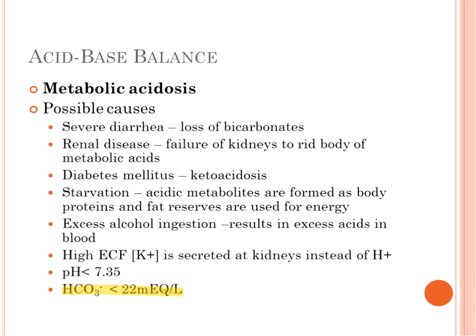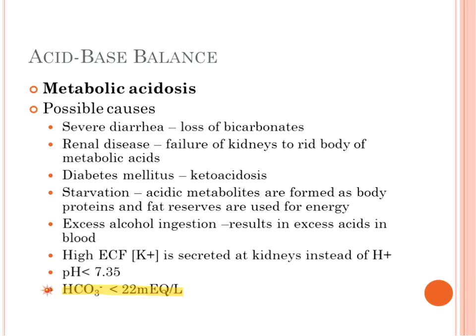Metabolic causes of acidosis, getting rid of your bicarbonates, severe diarrhea, renal disease, your kidneys not getting rid of metabolic acids like we want them to, ketoacidosis, starvation, we talked about that, having all these excess hydrogen ions as a result of breakdown of proteins, excessive alcohol ingestion results in excess acids in the blood. What we have here is that your pH is lower than 7.35.